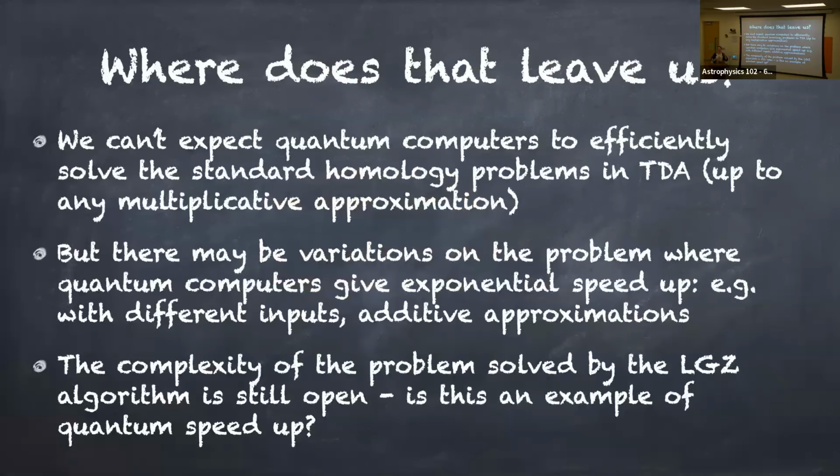Okay, so as I said, this may seem like a really negative result. We've shown that we can't expect quantum computers to efficiently solve the standard homology problem. So quantum computers can't tell us whether complexes have holes or not. So in particular, they can't give us any meaningful approximation of the number of holes in a complex. But there may still be variations of this problem where quantum computers can give significant speedups.